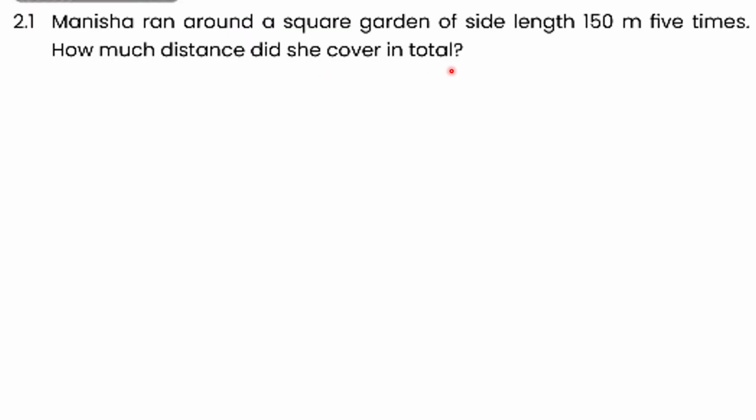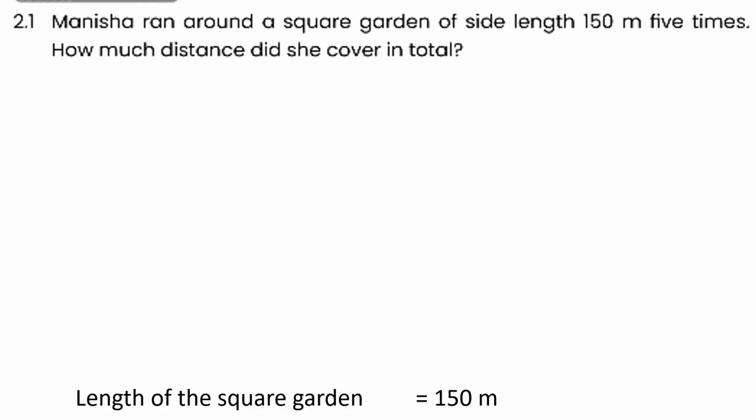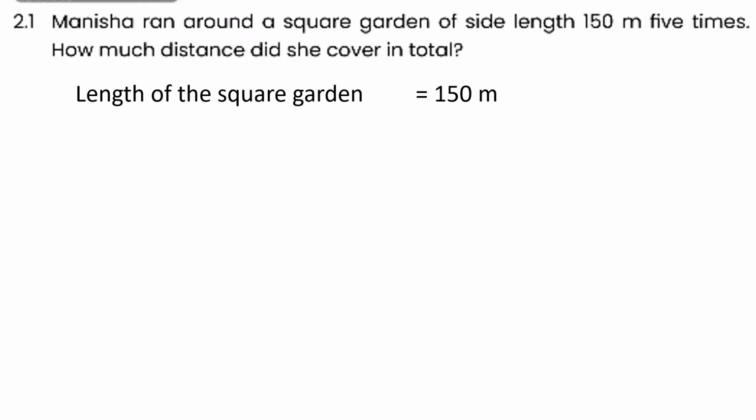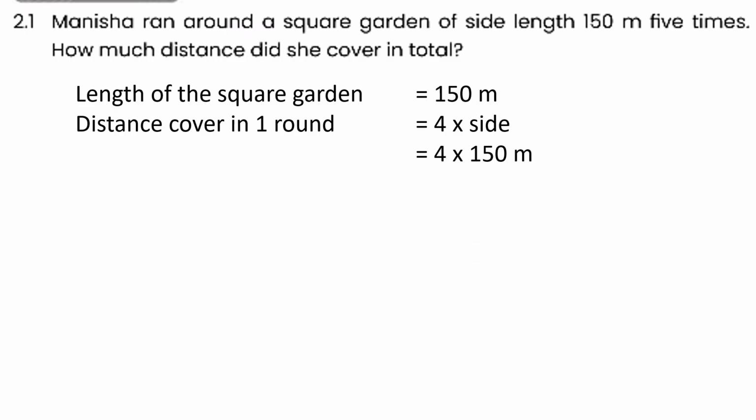So Manisha is a girl who is running around the square garden whose side is 150 meter. So firstly we will write the length of the square garden, which is 150 meter. Then distance covered in one round is equal to the perimeter, so you will write 4 into side, and side is 150.